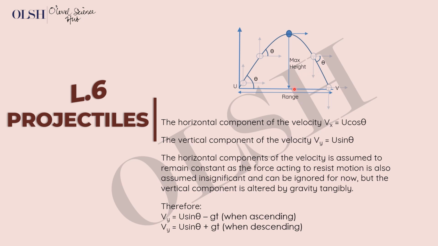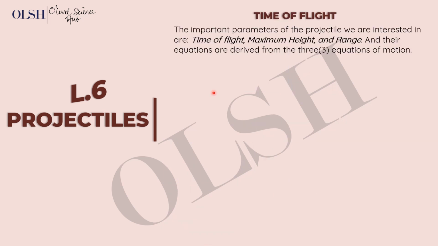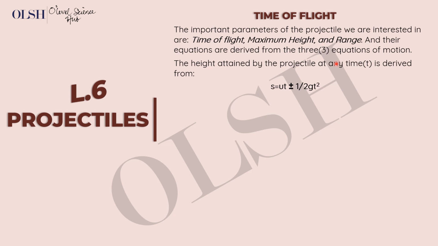Okay, having said that, there are important parameters of the projectile that we will be considering, and they are time of flight, maximum height, and range. We're going to try to derive them from the equations of motion. They are obviously very simple derivations, and we will see how we can apply them to solve problems of projectile motion. The height at any time of a projectile flight is determined by s equal to ut plus or minus half gt squared. I'm sure you remember this formula from the three laws of motion.